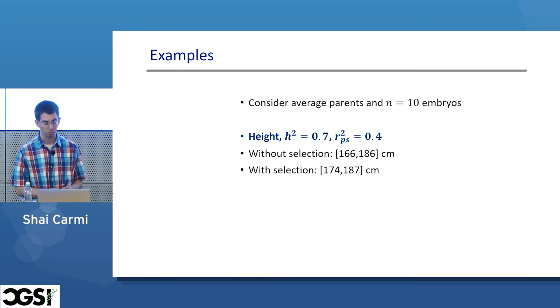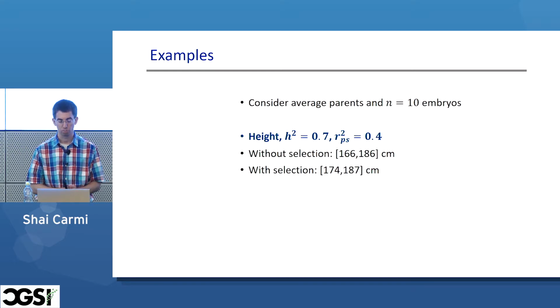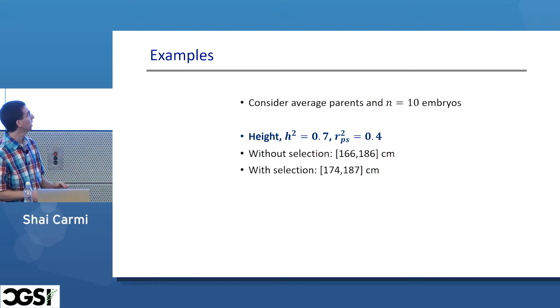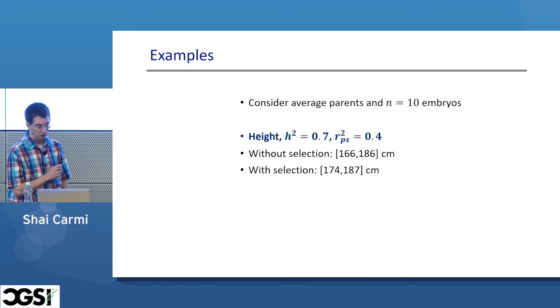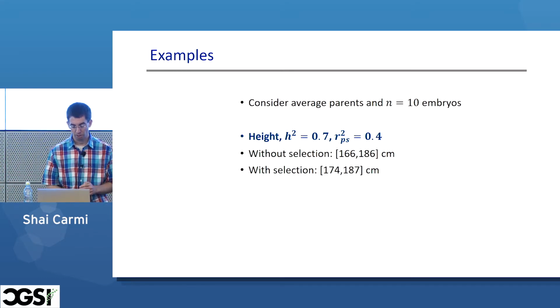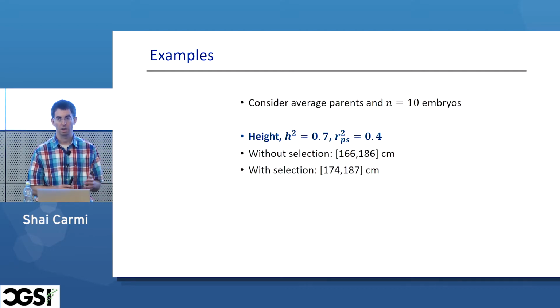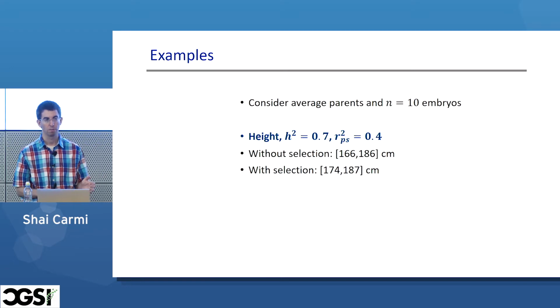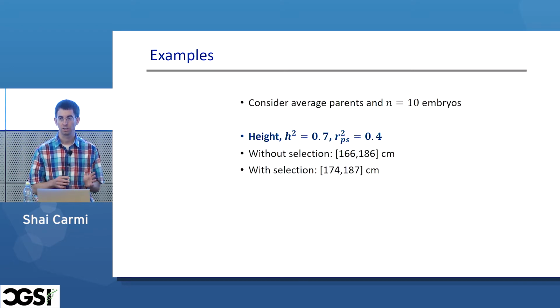I mean, these numbers are really what we need to know about this procedure. With the selection out of 10 embryos, the prediction interval will be 1.74 to 1.87 meters. So what it means is that we really eliminated children that are going to be particularly short. But it's still a pretty wide range. It does not guarantee that the child will be particularly tall.